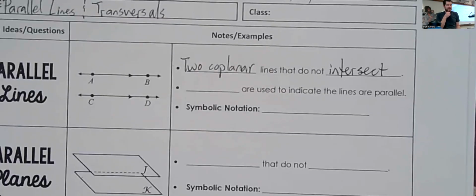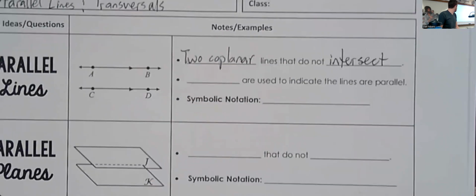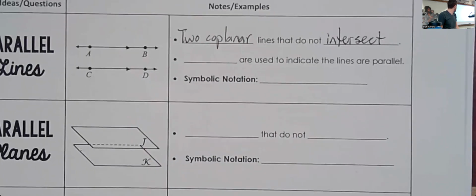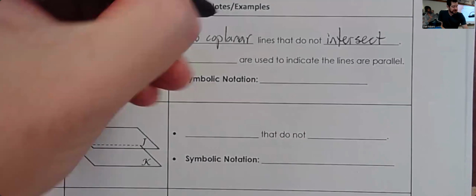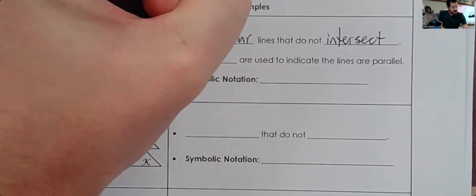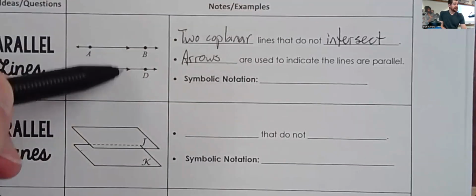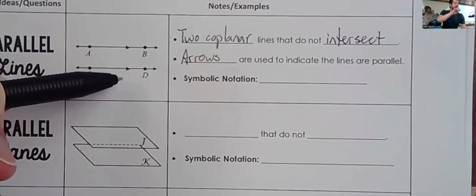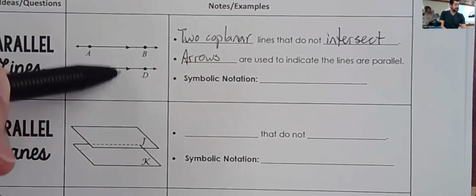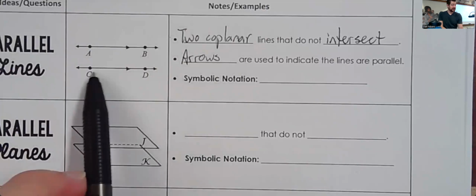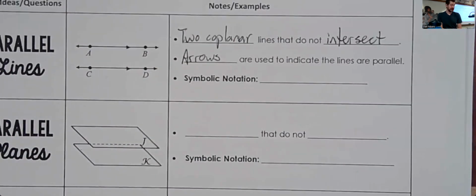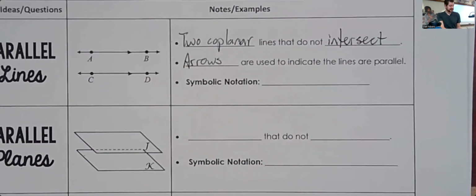And if you look on here, there's a symbol to show that line AB is parallel to line CD. What symbol is on each line? The extra arrow. Yeah, so arrows. These arrows in the middle of the lines right here indicate that those two lines are parallel to each other. They will never cross.